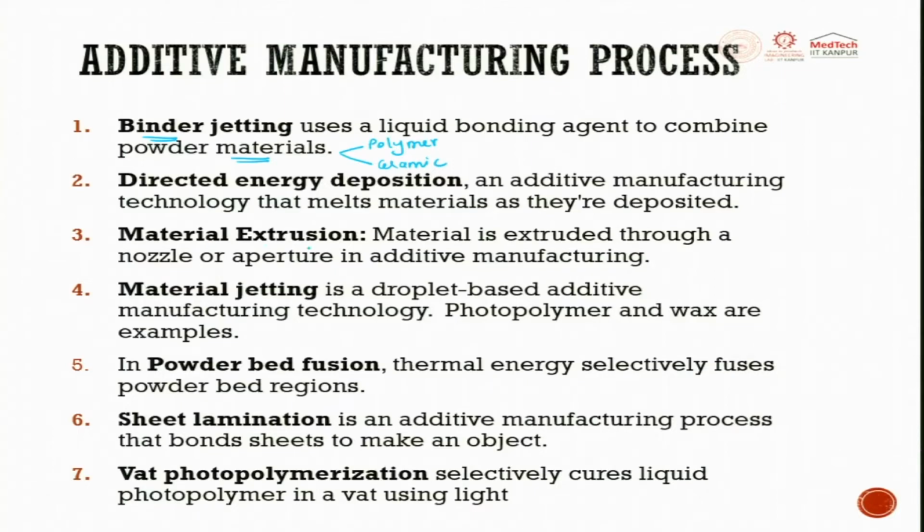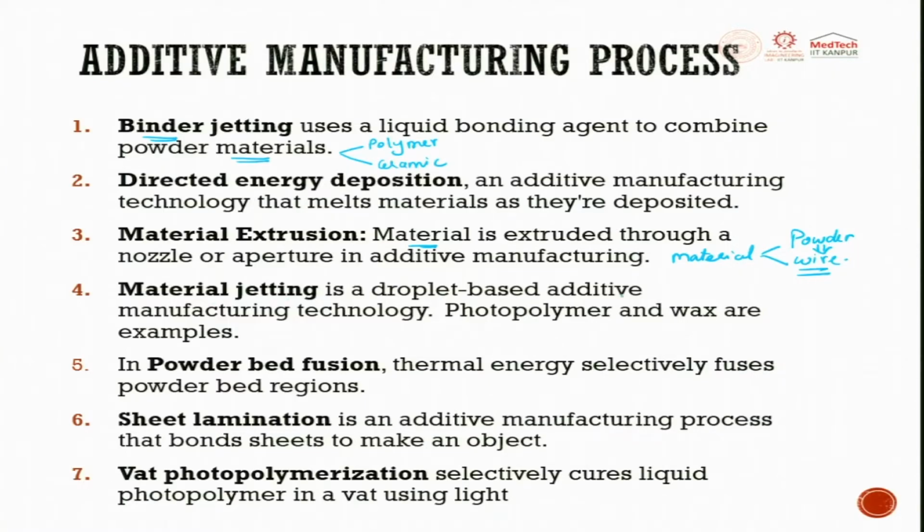Material extrusion, here the material is extruded through a nozzle or an aperture in additive manufacturing. That is what I said. The material can be a powder or it can be a wire. Okay. So, generally when we say extrusion, it is always a wire. This powder also they will mix into a wire form. So, powder mixed into a wire form only is used.